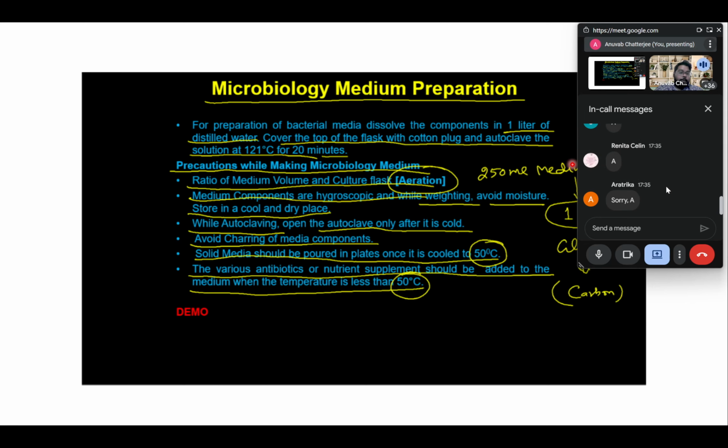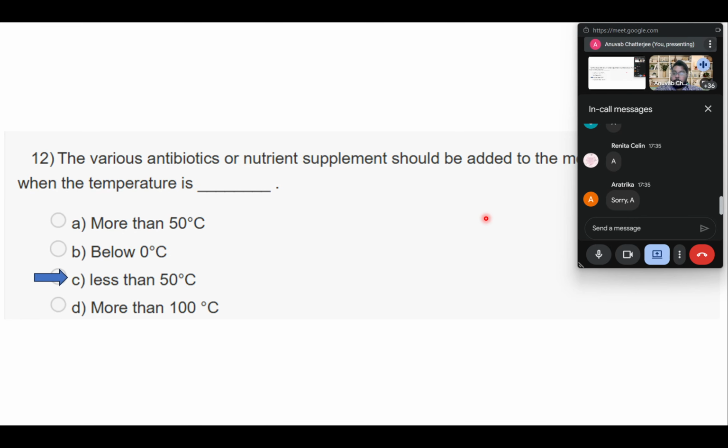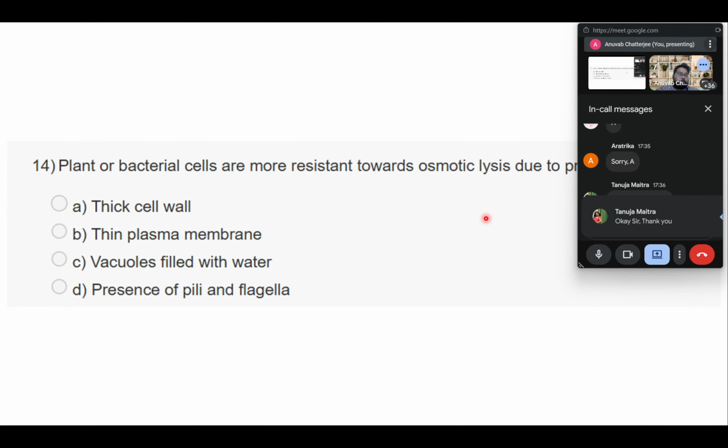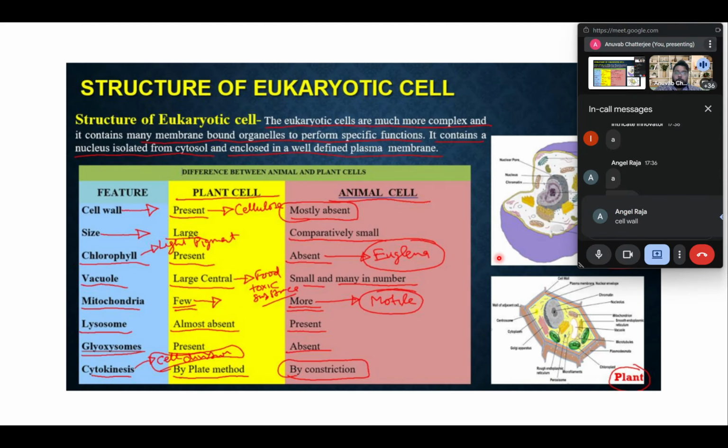I think that is fine. Okay, coming back to this question. Plant and bacterial cells are more resistant towards osmotic lysis due to what? And we have the answers coming in. We have a C and a lot of A's. Sorry, the C has been changed to an A. Okay, fine. So everyone says cell wall.